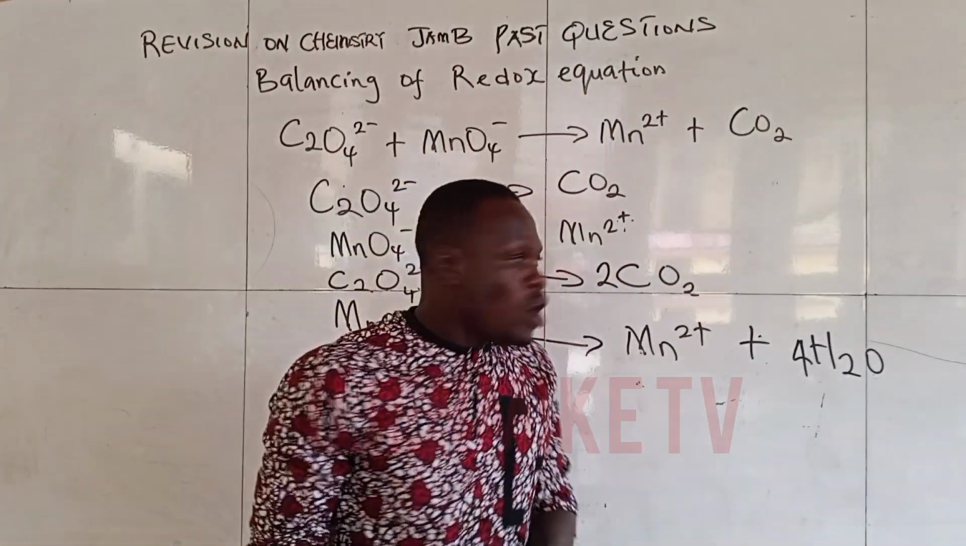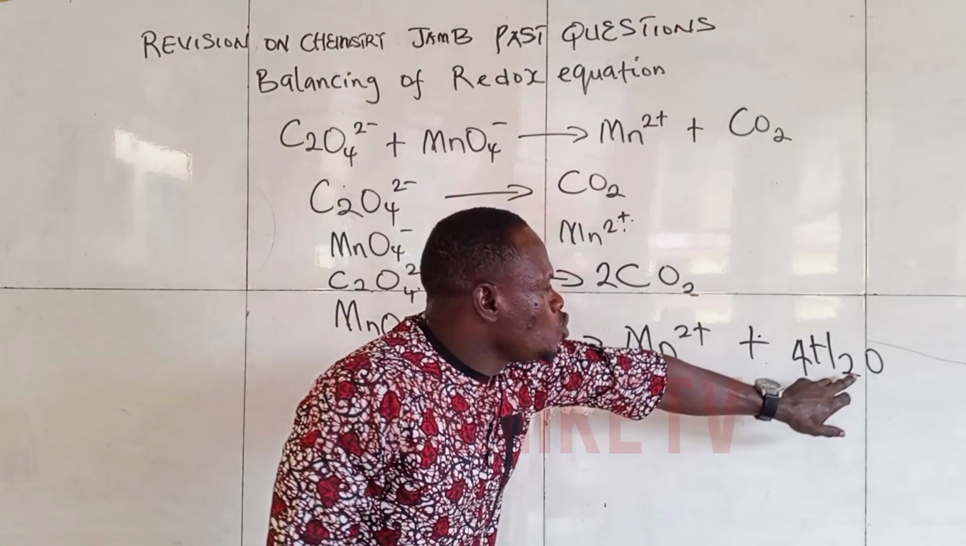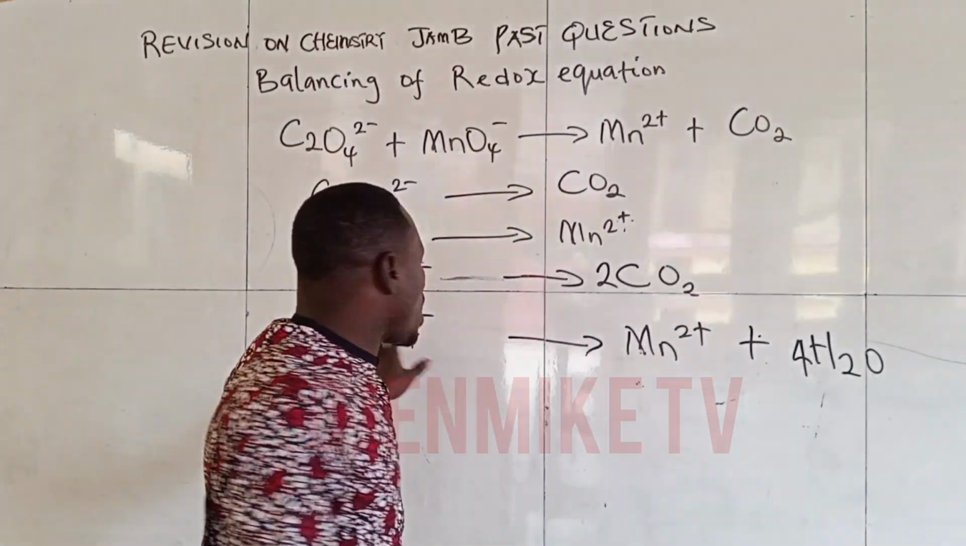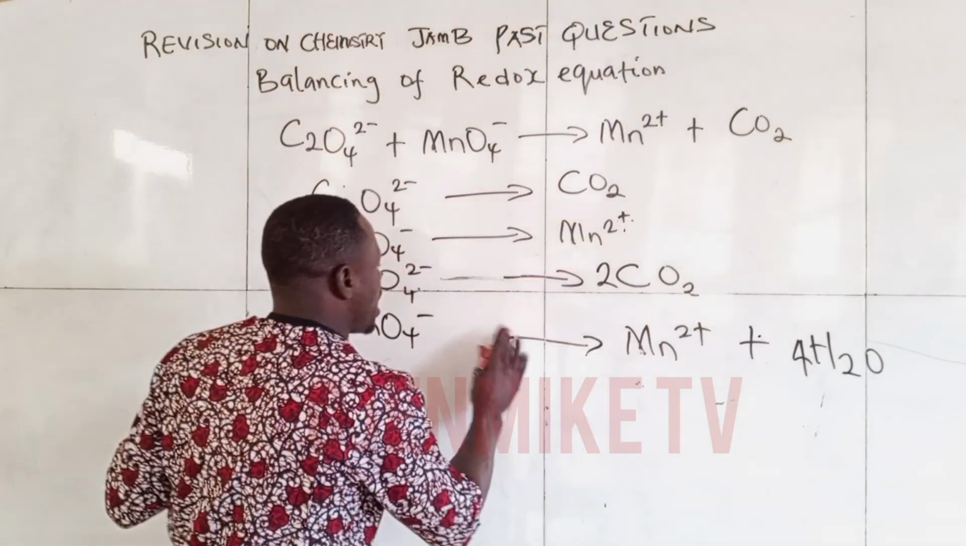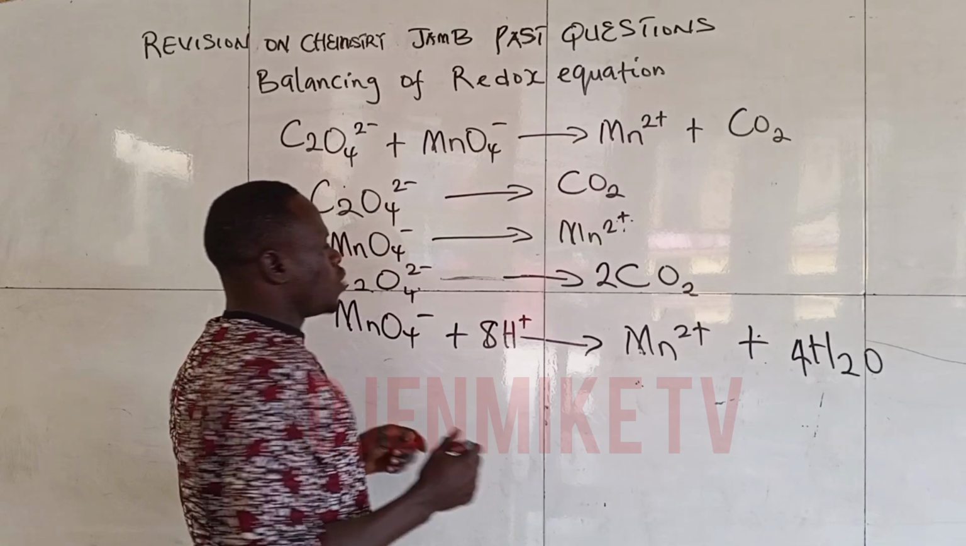But remember, we have added another thing, which is hydrogen. Hydrogen here: 2 times 4 will give us 8. There is no hydrogen here. So we now add 8 hydrogen ions, H+.